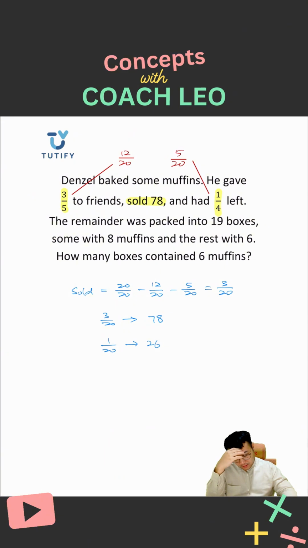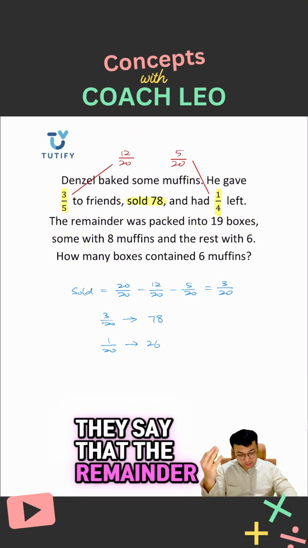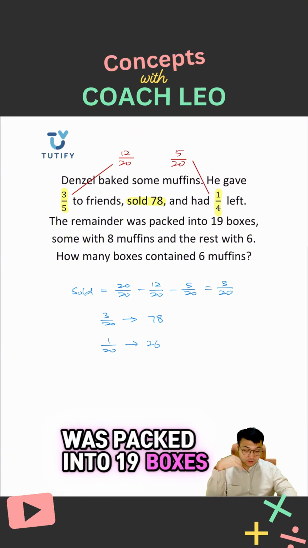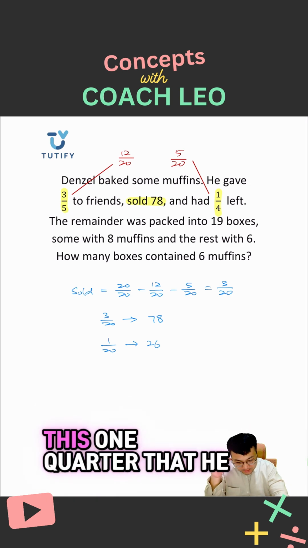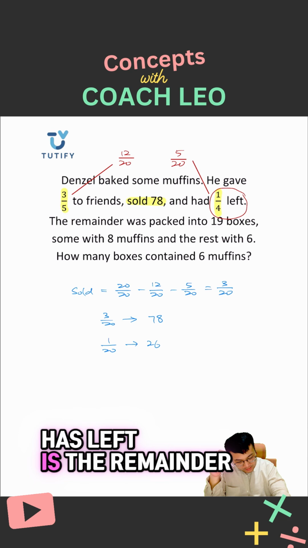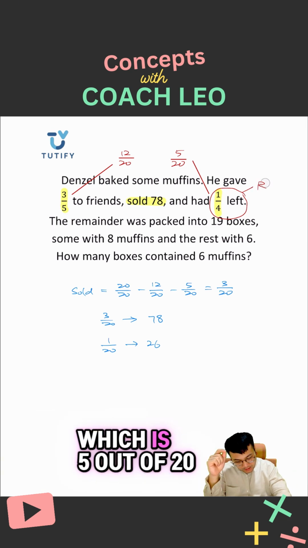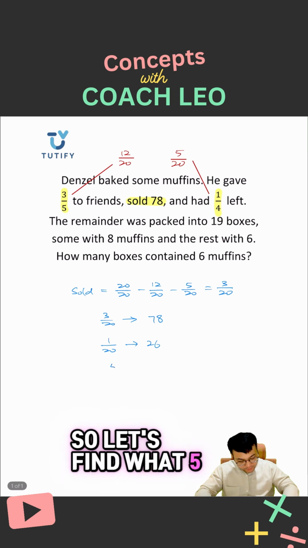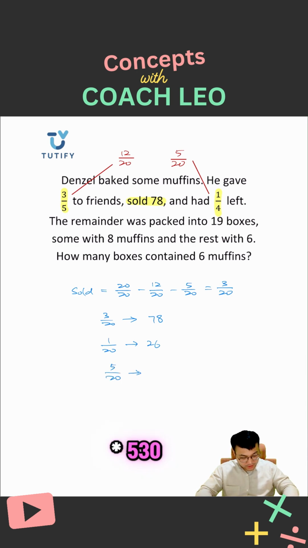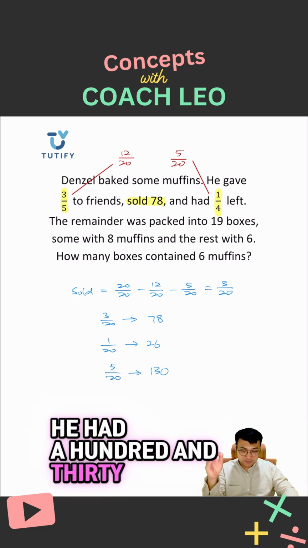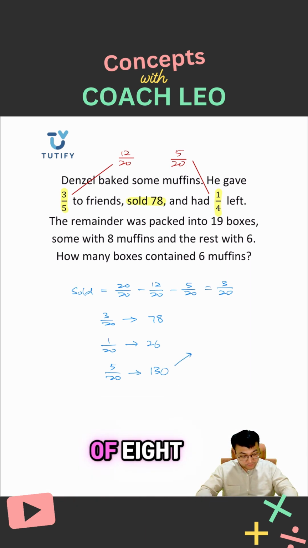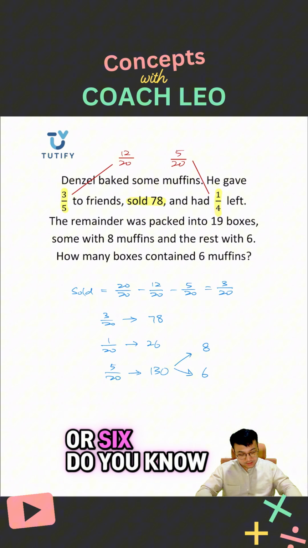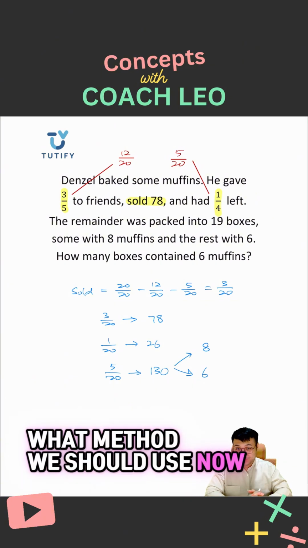And now they say that the remainder was packed into 19 boxes. What is the remainder? That is the 1/4 that he has left. This 1/4 that he has left is the remainder, which is 5 out of 20. So let's find what 5 out of 20 is. 26 times 5, 130. He had 130 muffins left, and these 130 muffins need to be split into boxes of 8 or 6.